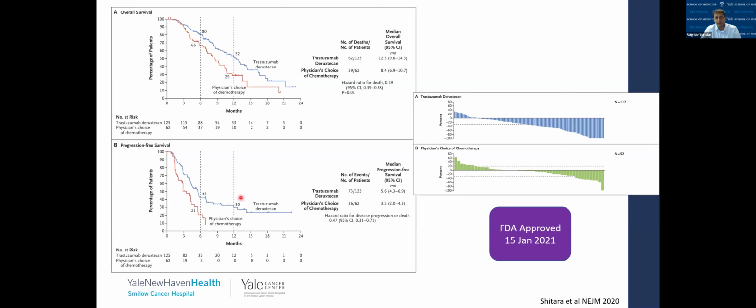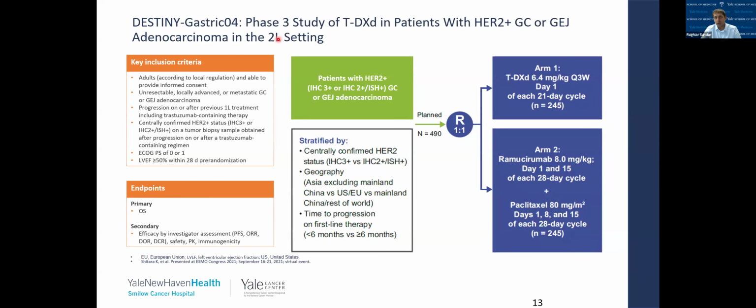The initial data that was presented in DESTINY-Gastric-01 was purely generated from an Asian study, and this is why we had the DESTINY-Gastric-04 study, a randomized phase 3 trial specifically in the second line setting for patients that have progressed on frontline treatment with trastuzumab-based treatments. And importantly, in this study, all patients had a rebiopsy of the tumors and confirmed HER2 positivity before they were randomized. And they were randomized to receive either trastuzumab deruxtecan or paclitaxel and ramucirumab.